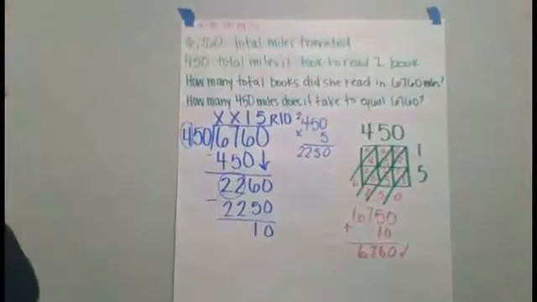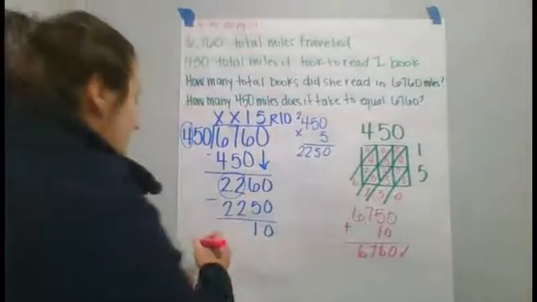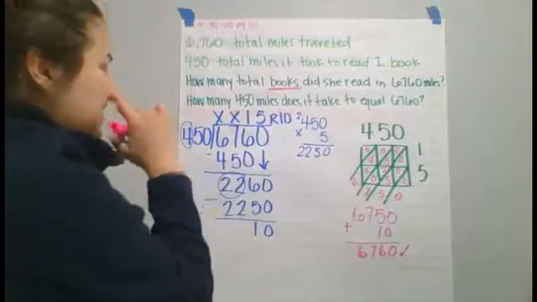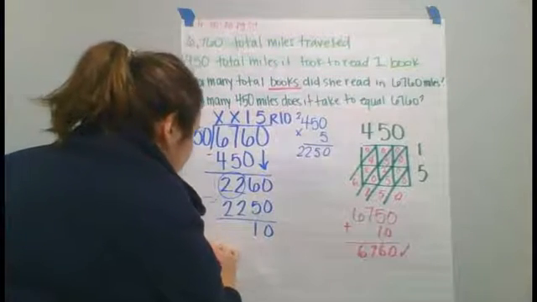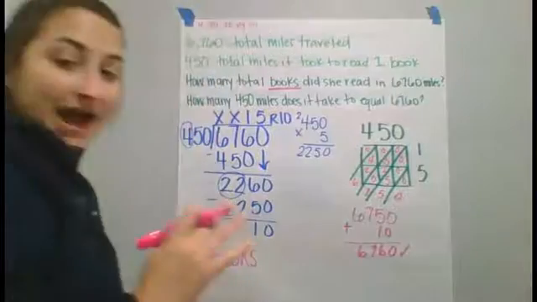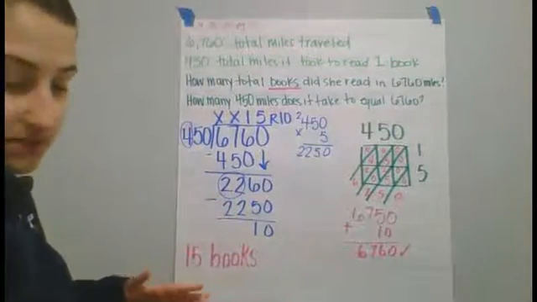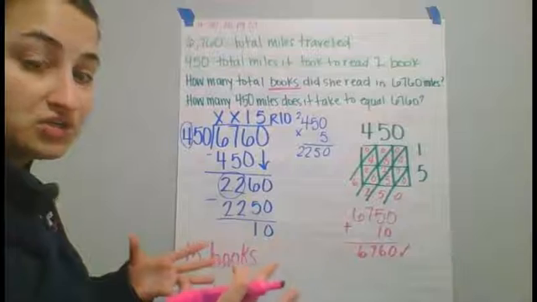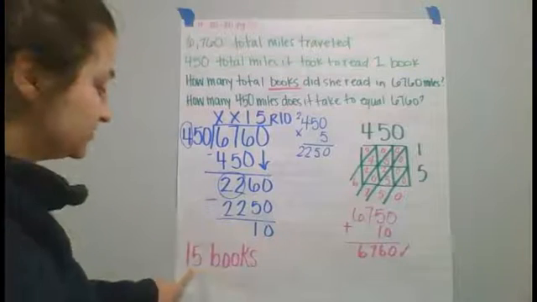So now for our answer, we're talking about books. So she read 15 books. So your actual answer is 15 books. It's not 15 remainder 10. We wanted to know how many total books she was able to read from start to finish, which is 15.